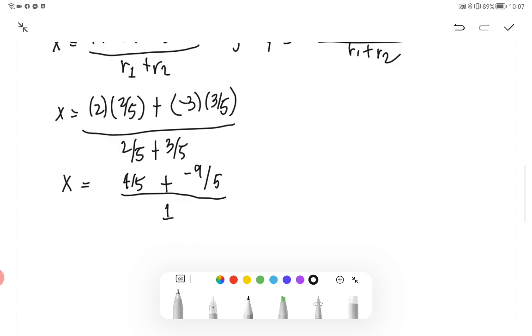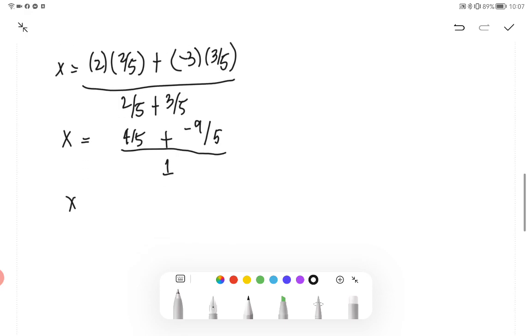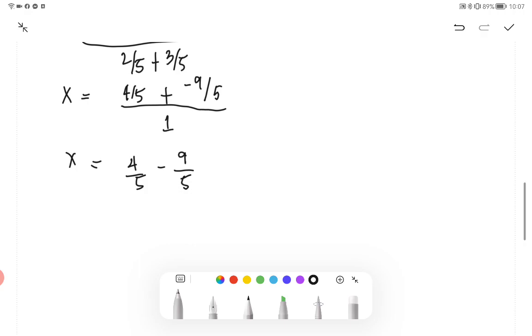So, we will solve here. x is equal to 4/5 minus 9 over 5, because positive times negative is negative. Okay? So, we have like signs in the denominator, so we just go ahead and subtract. So, we have -5 over 5. Therefore, our x value is just equivalent to -1.